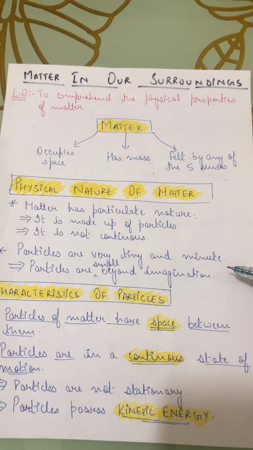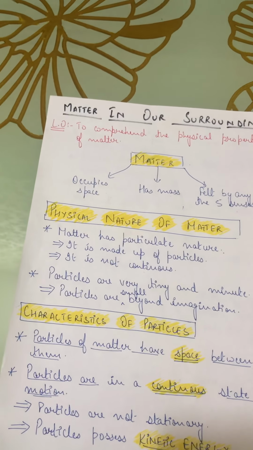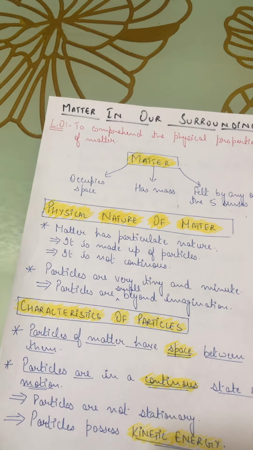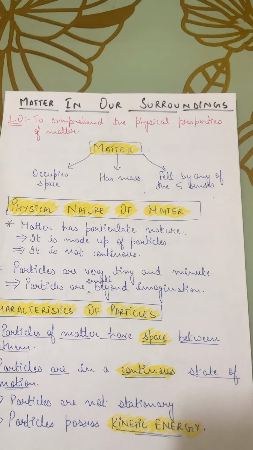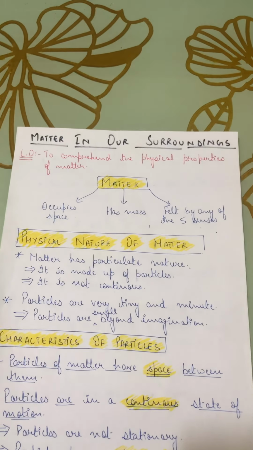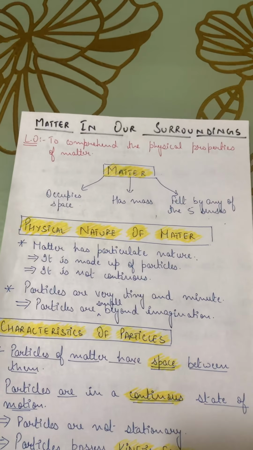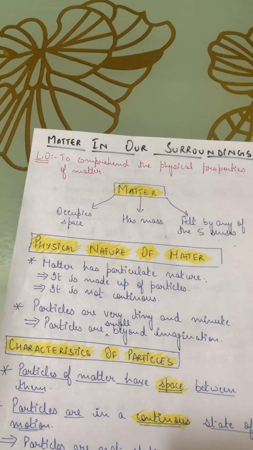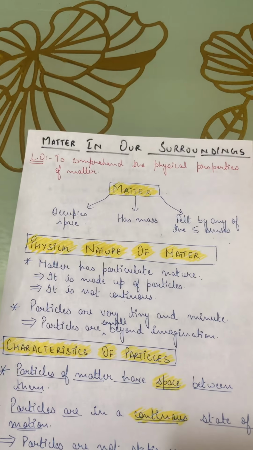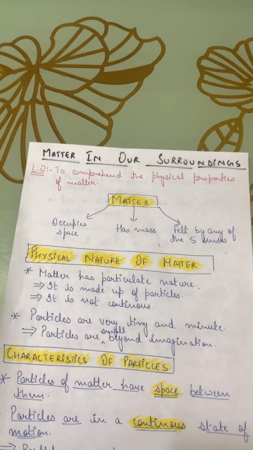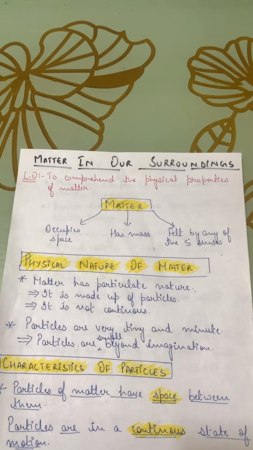The next thing is that the particles of matter are very tiny and minute. They are so tiny, so small, that they cannot be seen with the naked eye. They cannot even be seen under a normal microscope. They are small beyond your imagination. Everything around us which occupies space, which has mass, and which can be felt by the five senses can be categorized as matter. The things that we categorize as matter are all made up of particles. They are not continuous. These particles are very, very tiny, beyond your imagination.